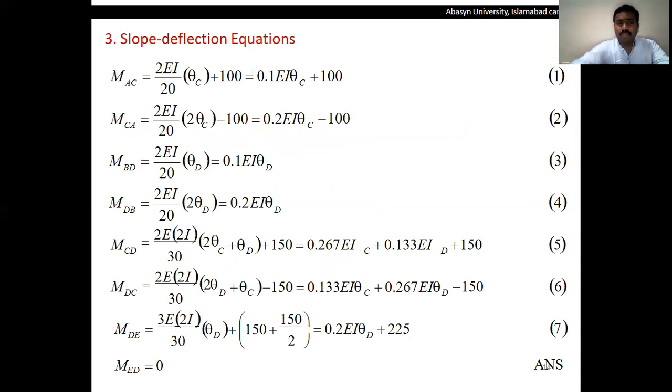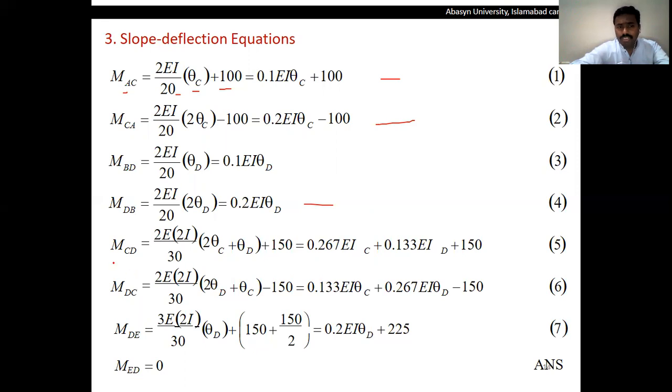Once we apply these values for the member A to C, it will become 2EI over L, which is 30 feet, into theta C. Because at the point A, we will have a fixed support and its value will be 0, so the value of 2 theta A will be equal to 0. And there is no deflection in the entire frame of the structure, so the value of psi will again be 0. The fixed end moment will be added in the equation, and we simplify it and call it equation 1. Similarly, we will solve the equations for MCA, MBD and MDB, and calculate them from the simplified equations in terms of EI and theta, so in terms of rotations.